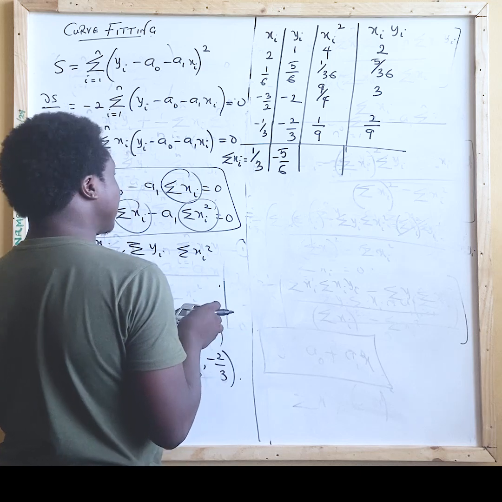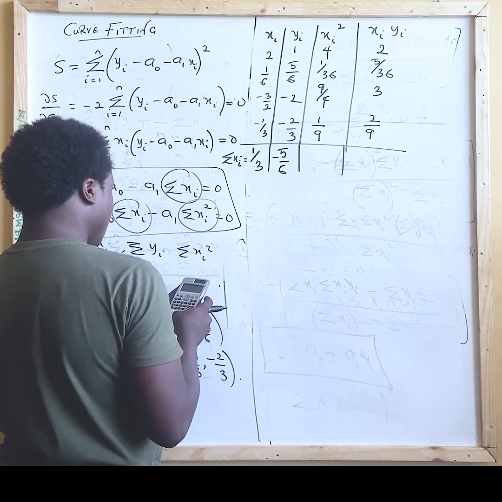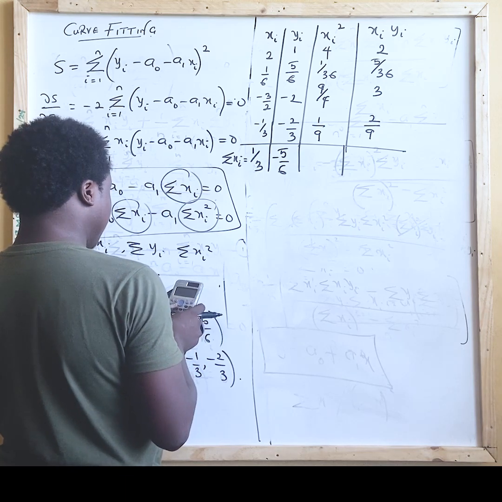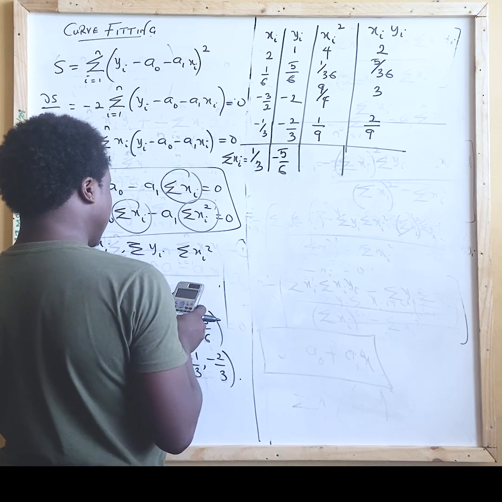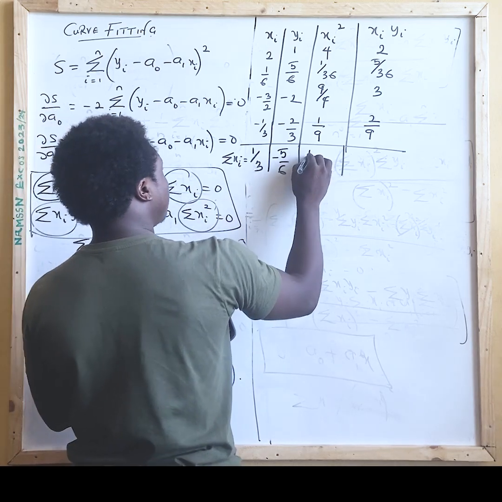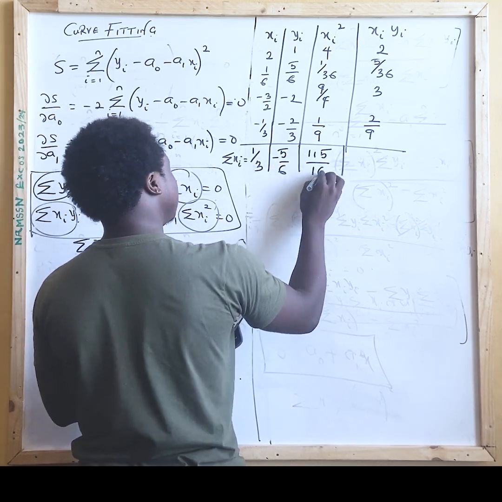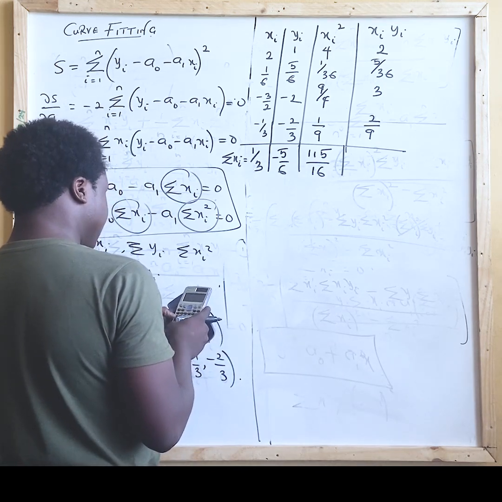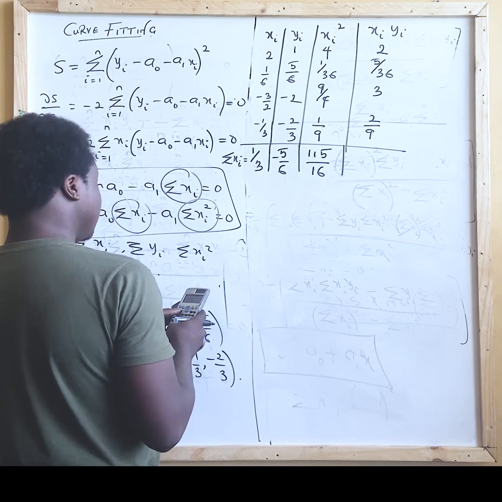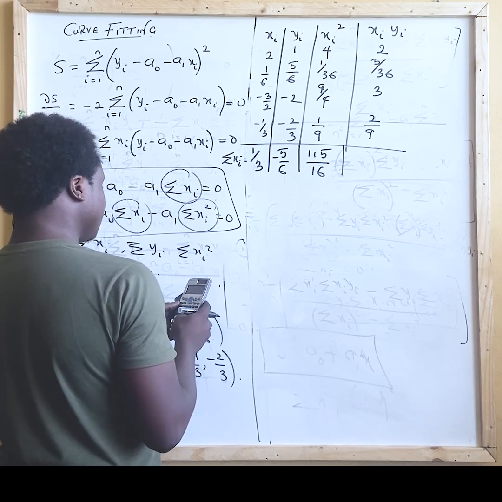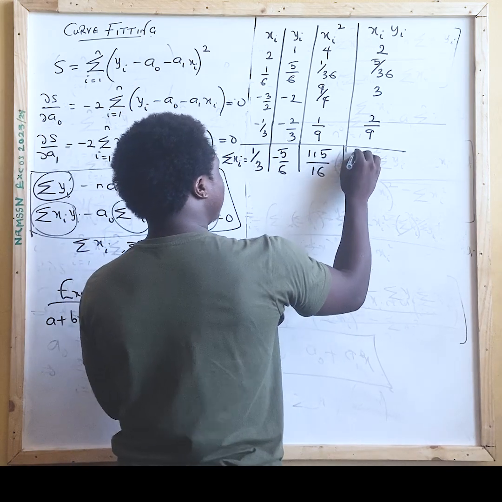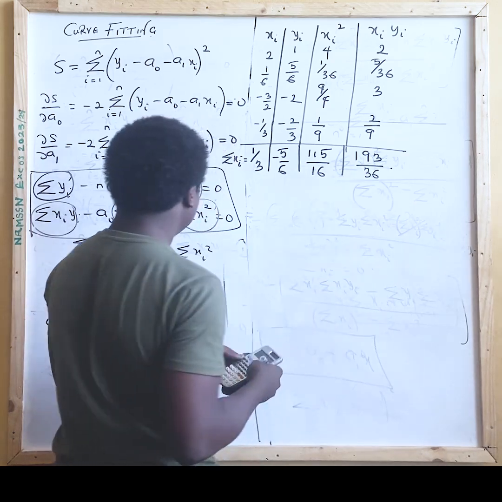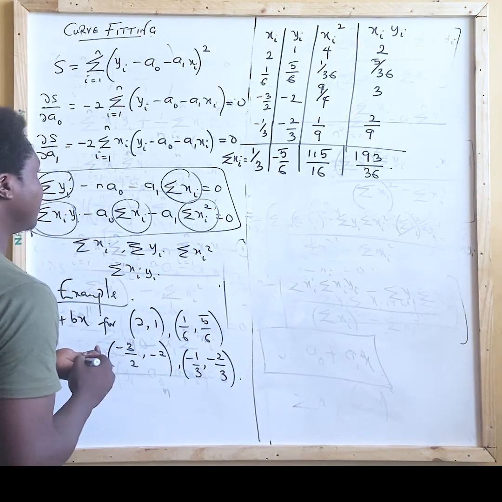Next thing is for summation xi square. So we have 4 plus 1 over 36 plus 9 over 4 plus 1 over 9. So this is 115 over 16. The next one is summation xiyi, which is 2 plus 5 over 36 plus 3 plus 2 over 9, which gives 193 over 36. Remember, these are our formulas. This is all we are using.